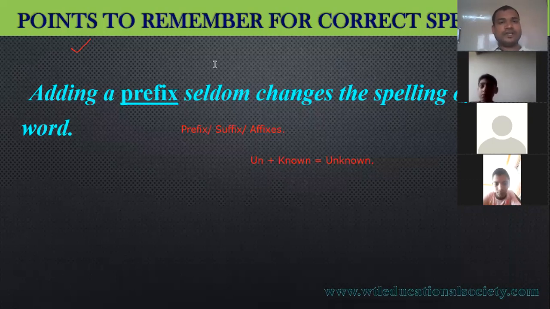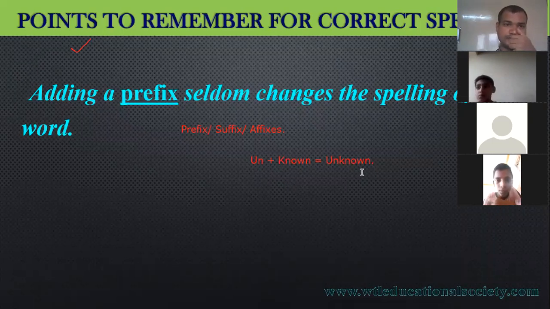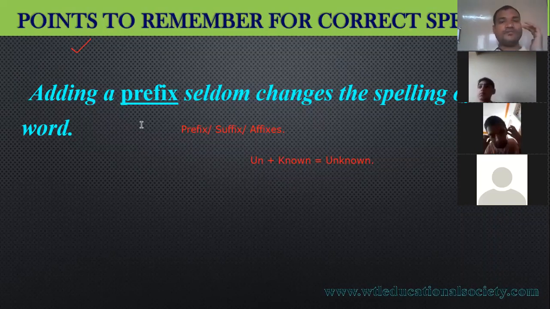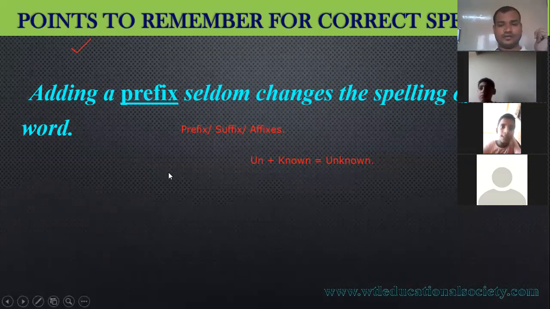Are you able to identify any difference here? Is there any change in the word? Un plus known, unknown. Spelling is the same, right? So if you add any prefix to the word, most of the time, 99.9%, it won't change the word.